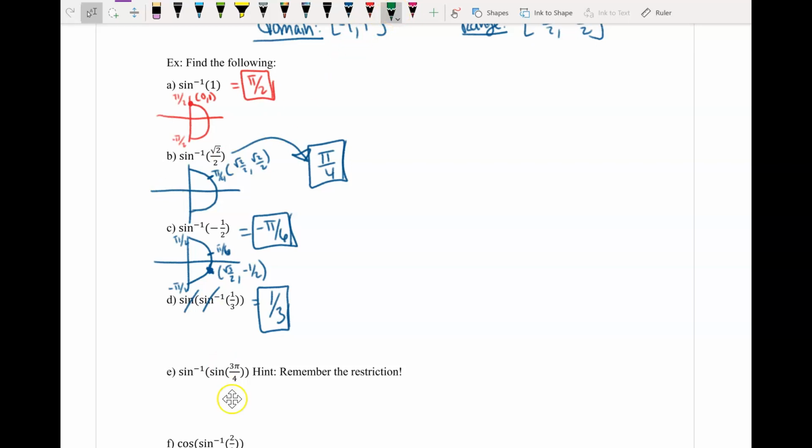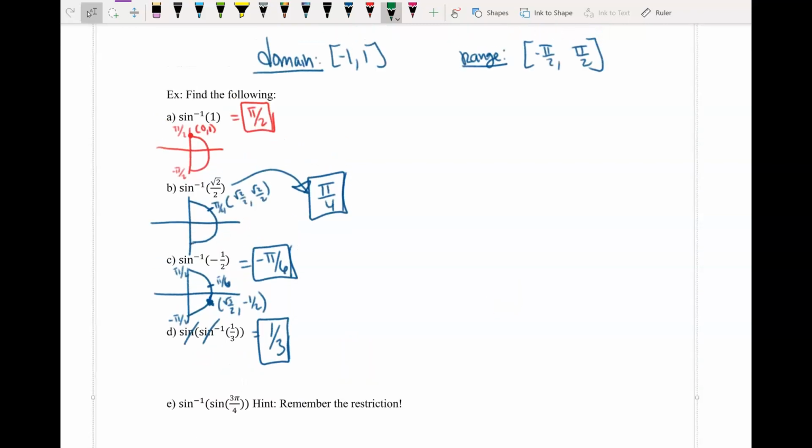All right, now let's look at this guy. We cannot break them apart because remember, for sine inverse, we only said that we wanted values from negative pi over 2 to pi over 2. 3 pi over 4 goes way past the restriction, so we can't just cancel these guys out. So what would we do instead?